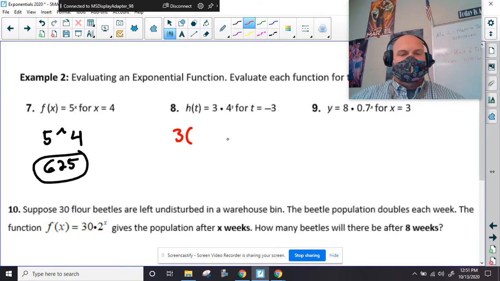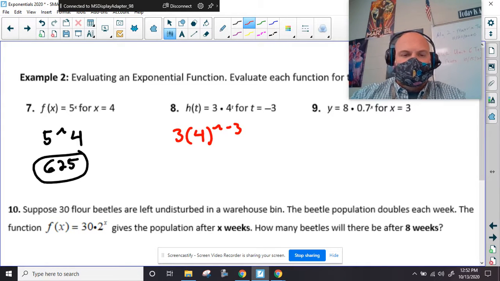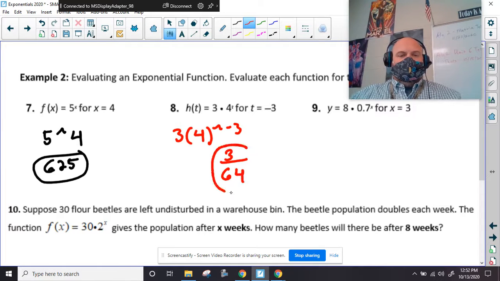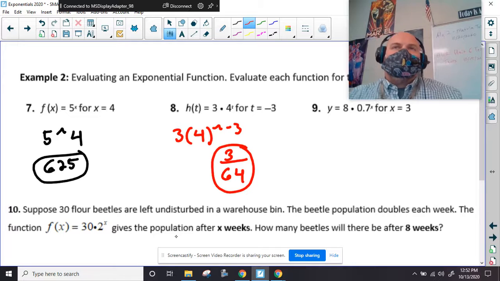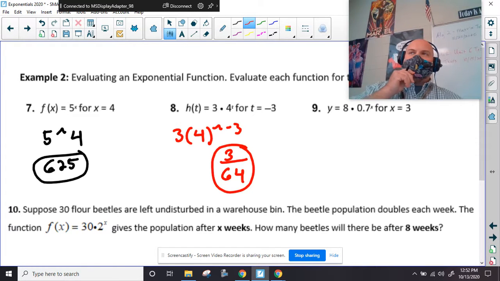All right, for number 8, this is where I would use the parentheses because there's not a big dot button on the calculator. And I'm writing it out how you should type it into the calculator. We actually get 3 over 64. Okay, that should make sense from what we had before fall break because that's a negative exponent. And to make it positive, we move it down to the denominator.